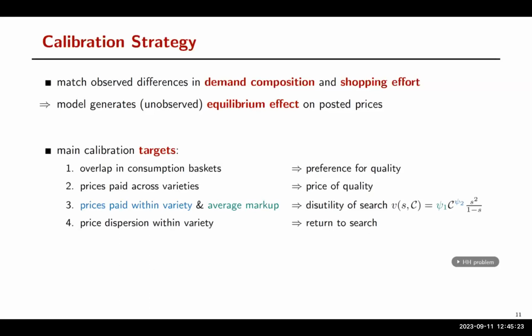How do I discipline the shopping effort? The shopping effort is coming out of this disutility of search. There are two parameters to discipline: the level of the disutility, which is going to be pinned down by the average retail markup in this economy, and the slope of the shopping effort across households. The slope of the disutility with respect to the size of your consumption bundle is going to be pinned down by differences in prices paid for exactly the same item. All of this is conditional on matching the right amount of price dispersion, which is important because the degree of price dispersion gives you the returns to search. So I want to pin down this disutility of search conditional on the right returns to search. These are the two cost-benefit trade-offs at the household level: which products to buy given price differences across products, and how much to search given a return to search that I discipline from the data.